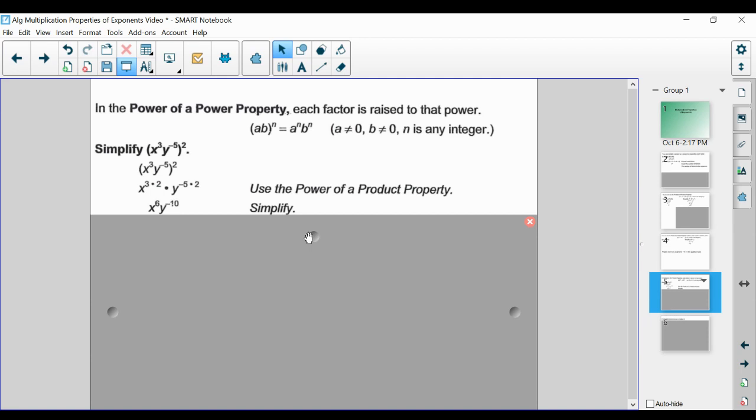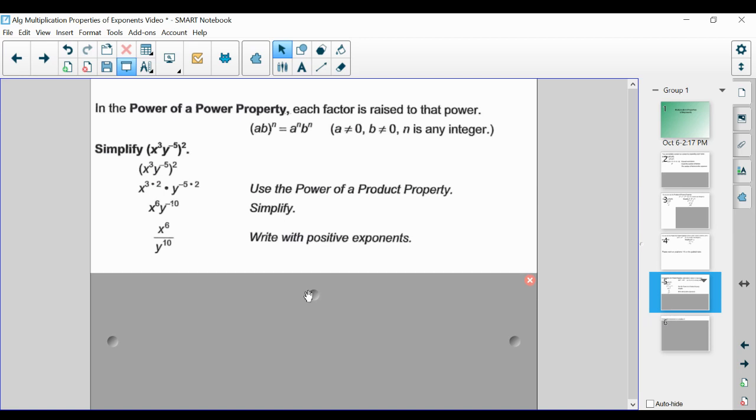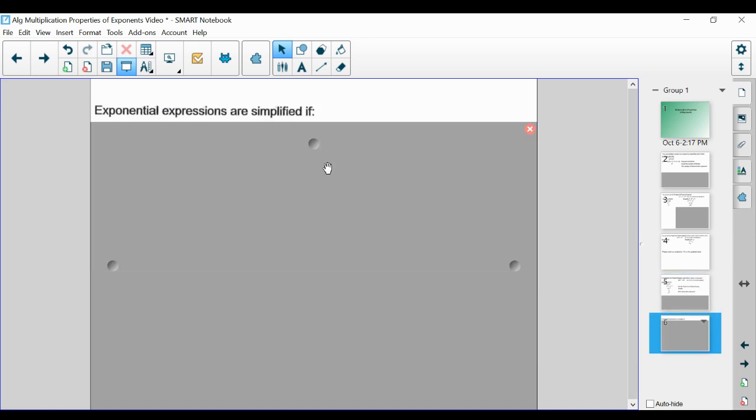And now knowing what we know about negative exponents, we don't want that, we want to be positive, people. We want to be positive. We're going to drop that y into the denominator, turning it into x to the 6th in the numerator divided by y to the 10th in the denominator. Awesome. Just a quick reminder about exponential expressions and how they are simplified.